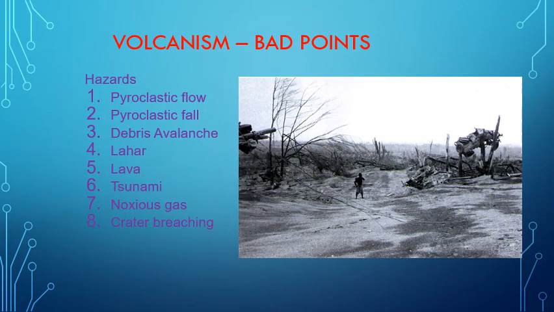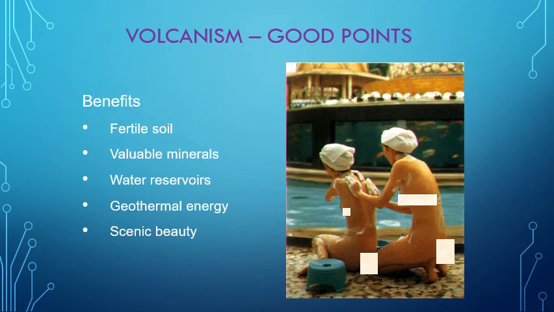To summarize, what are the consequences of volcanism? Here are some bad points. Hazards: pyroclastic flows and surges or PDCs, pyroclastic fall or just simply fallout, debris avalanche or landslides, lahar, lava, tsunami, noxious gas, or crater breaching. However, there are good points of volcanism. We benefit from volcanoes, from their fertile soil, valuable minerals, water reservoirs, geothermal energy, and scenic beauty.